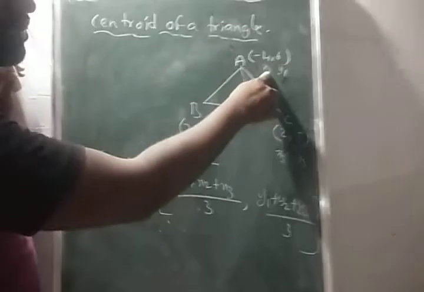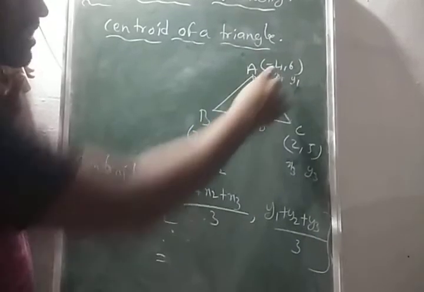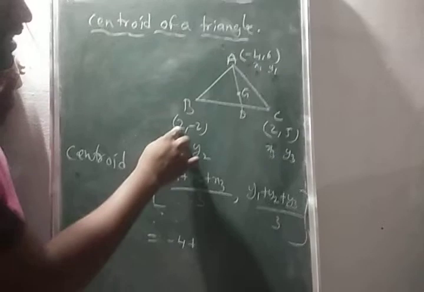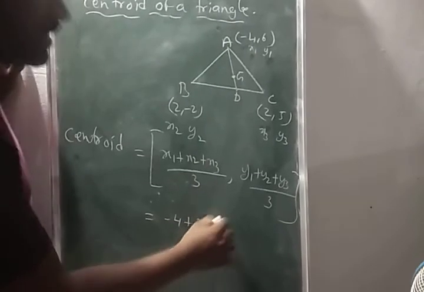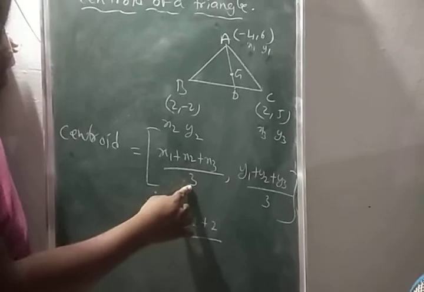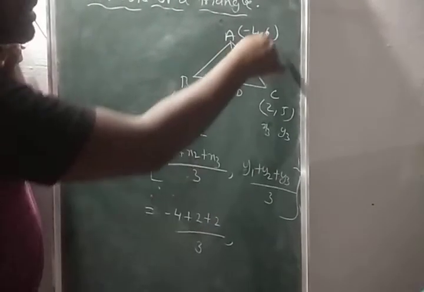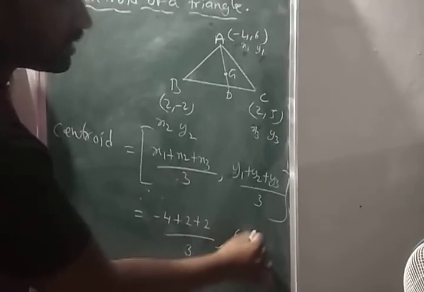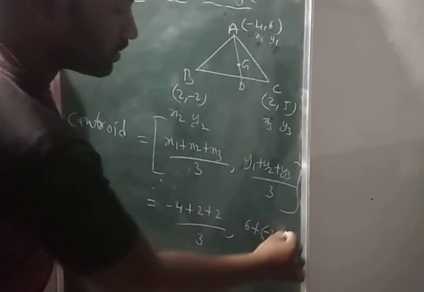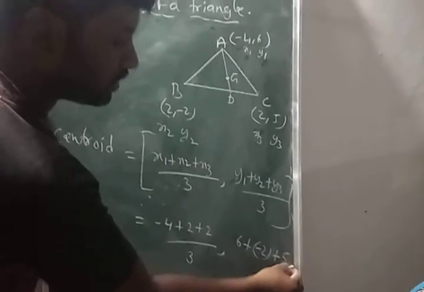So we know x1 means the value is what, Nana? That is x1 means -4, plus x2 means 2, plus x3 means also 2, by 3 comma y1 the value is 6, plus y2 the value is -2, plus y3 the value is 5, by 3.